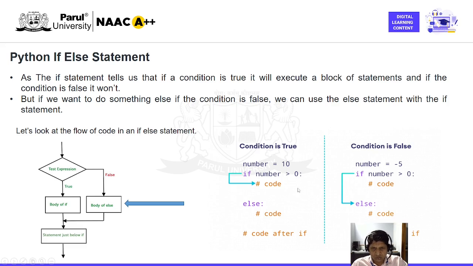If the condition is true, then only one block, the if block, will be executed. When the condition is false, the if block is skipped and the else block will be executed. So in if else, only one block will be executed at a time, either the if block or the else block. That's why it is also known as a selection statement, because we select either the if block or the else block.